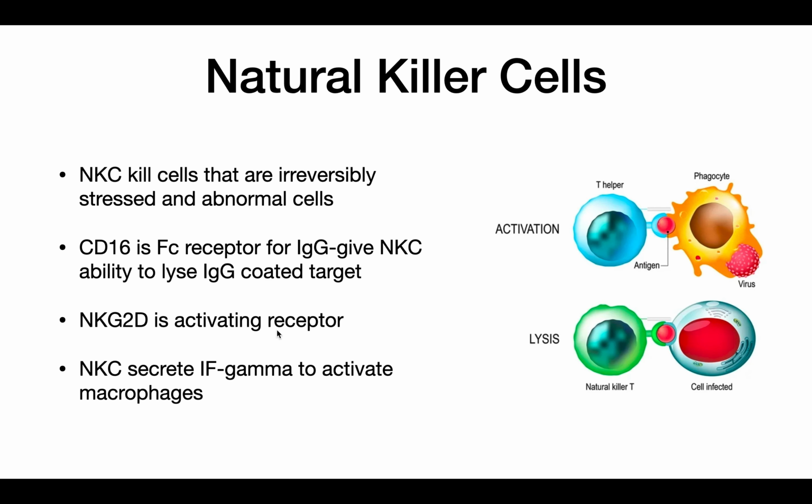NKG2D is going to be the activating receptor, and it also secretes interferon gamma to activate the macrophages. So the natural killer cell will come in and bind. Its CD16 is going to bind to the cell with the IgG. That cell's going to pop, and then the NK cell is going to be releasing interferon gamma to have the macrophages come out and clean up the cellular debris.